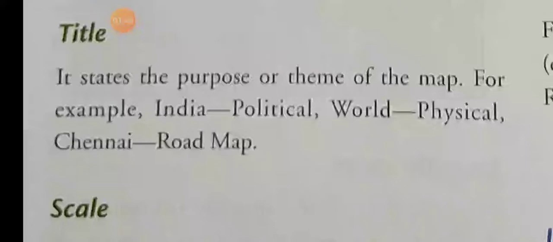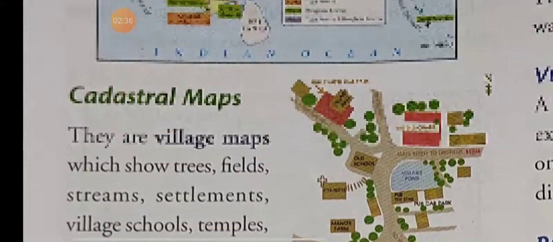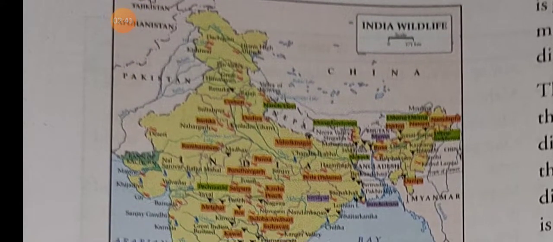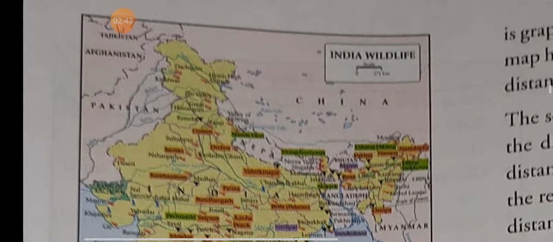For example, here I am showing you one map. See this map. This map is the India wildlife. So this is the title. India wildlife is the title of the map.